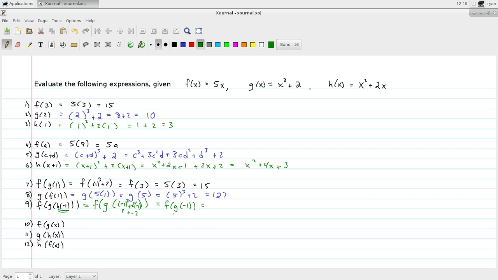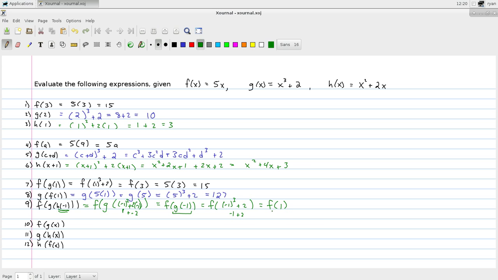Now we're going to handle what's on the inside first. So we look at g of negative 1. So we go to the g function, and every place we see an x, we're going to replace that with negative 1. So this is f of negative 1 cubed plus 2. Now we simplify what's inside the parentheses. So negative 1 cubed is negative 1, plus 2 is positive 1. So this is f of 1.